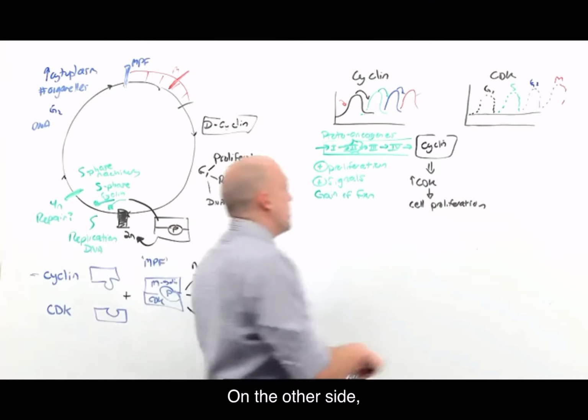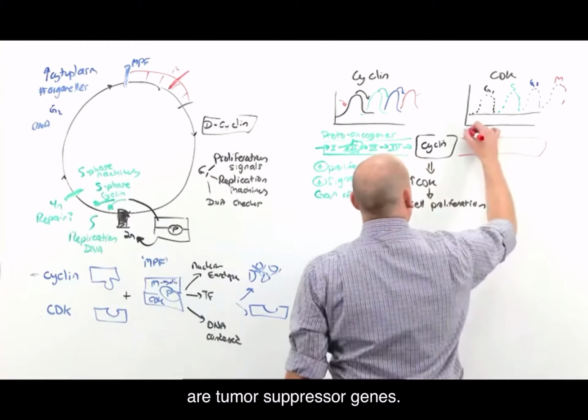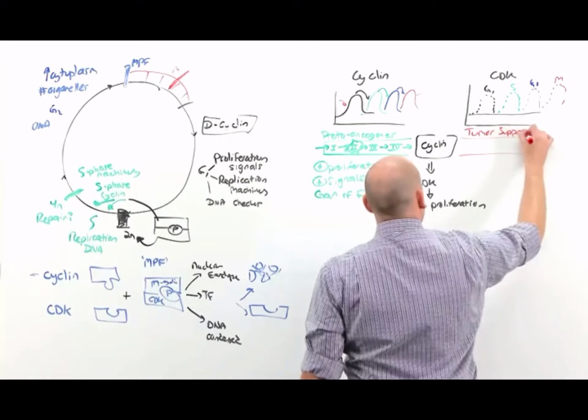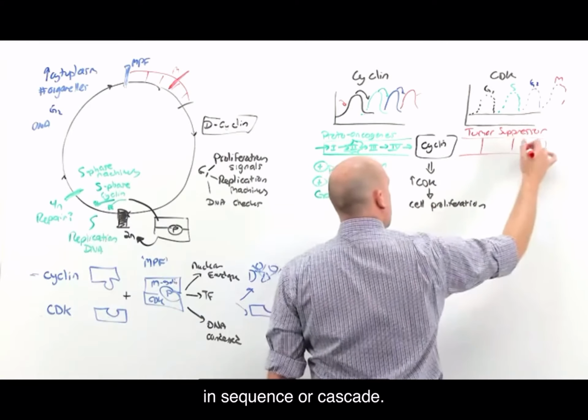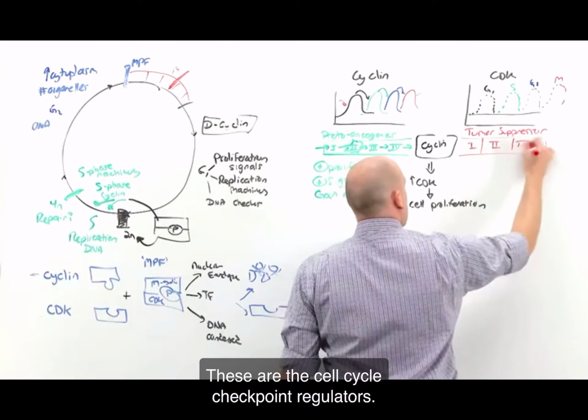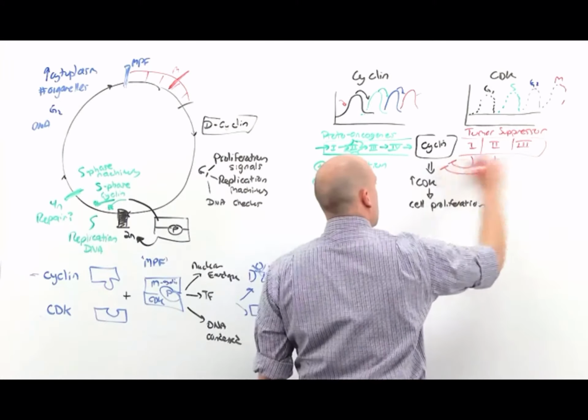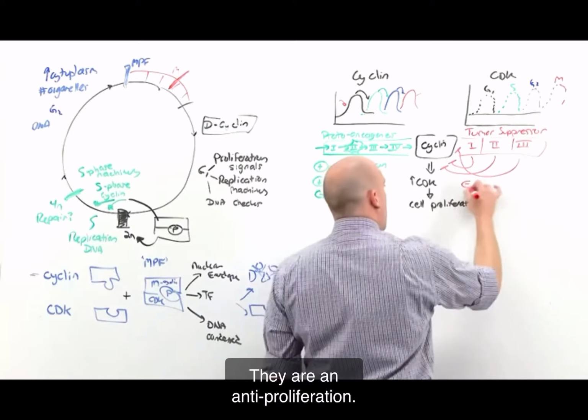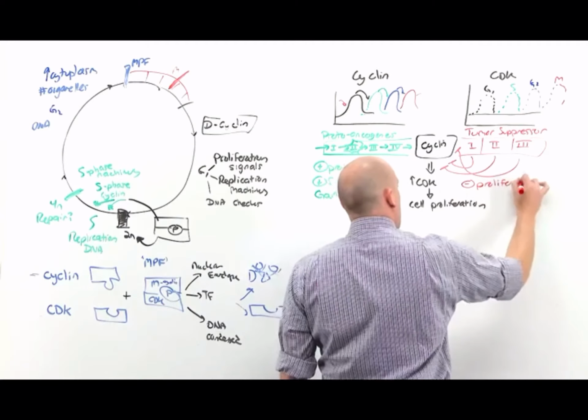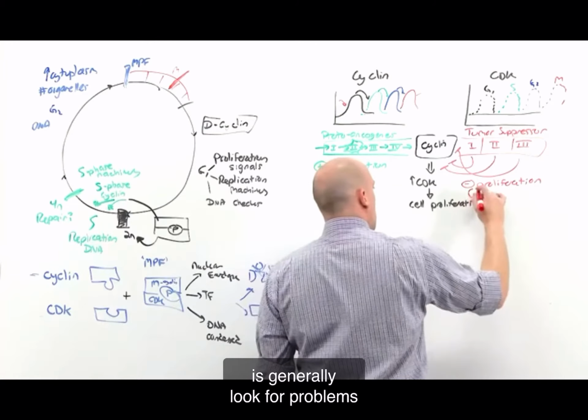On the other side are tumor suppressor genes. Tumor suppressor genes do not act in sequence or cascade. These are the cell cycle checkpoint regulators. They're also the things that check for problems. They are anti-proliferation. And what the tumor suppressors do is generally look for problems.